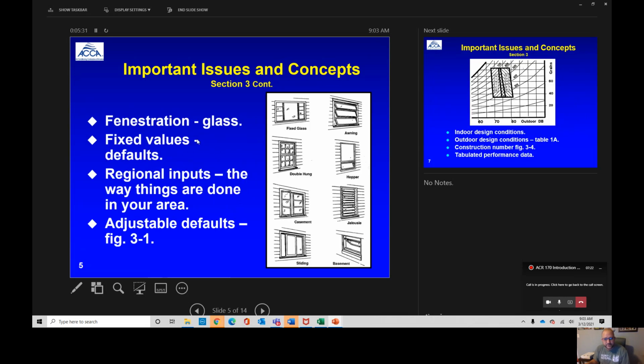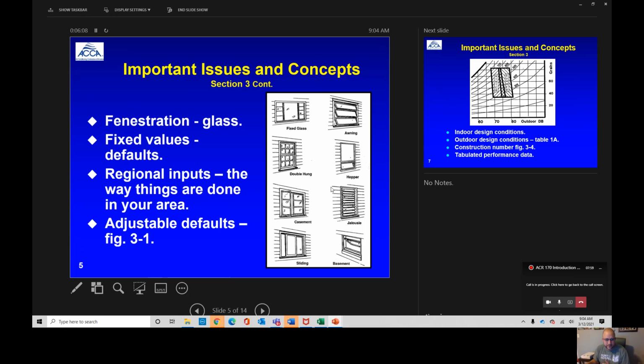As we mentioned before, fenestration is glass, different types of windows. So here are some different basic types of windows. These are all terms that you may or may not have heard before, but here you go. You've got fixed glass, awnings, double hung. Double hung means that both of those windows move. They're operable. And casement means it opens to the outside. Sliding doors, sliding windows, basement, those little basement windows that you have around the edge of a house.